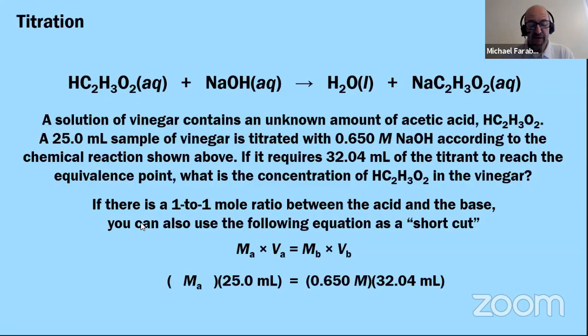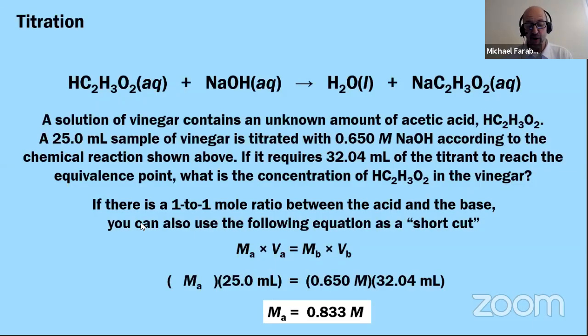So if you plug in everything we know from this problem, we don't know the molarity of the acid, at least not yet. 25.0 was the volume of the acid. We were given the molarity of the sodium hydroxide, that's the base, and we were given the volume of the titrant, the base, required to reach the equivalence point. You might wonder, do I have to put volume in liters? In this case, no. As long as those units are the same, they're going to cancel out either way. So we have just a simple algebraic equation, 0.65 times 32.04 divided by 25, and you're going to get the same number we got before.